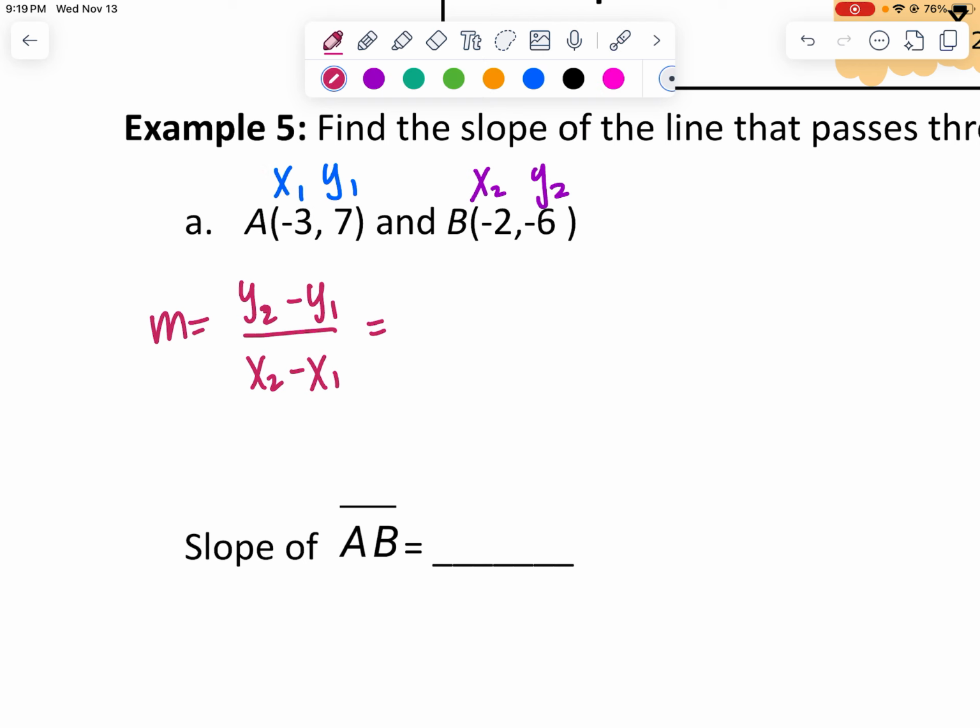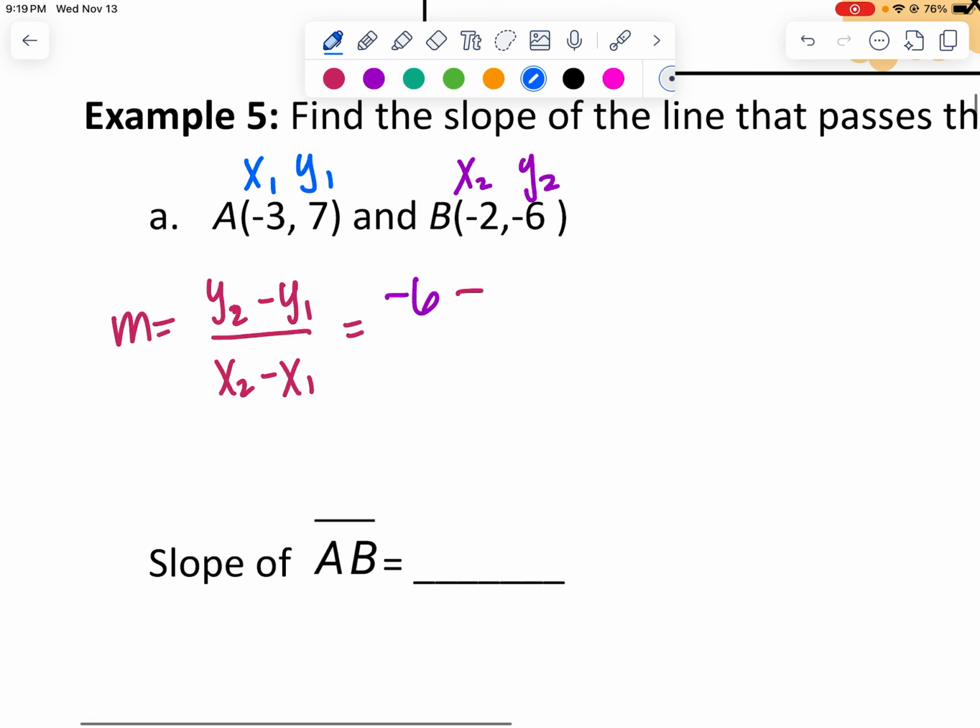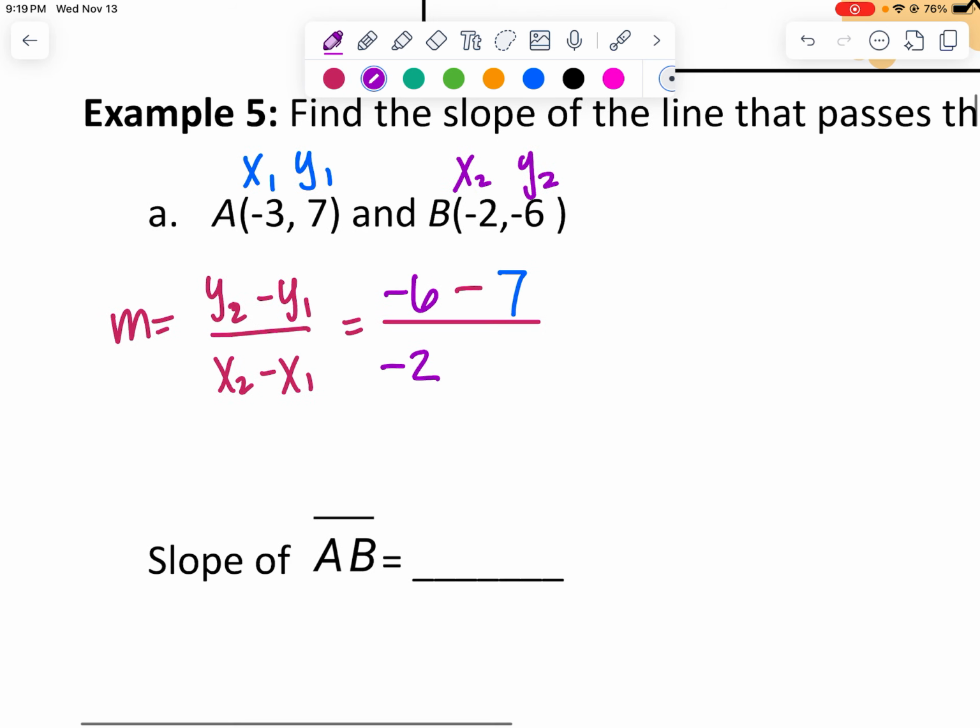So I'm going to start with my y2. In this case, my y2 is -6. I'm going to subtract my y1, which in this case is 7. And then I'm going to divide by x2, in this case -2, and subtract the x1, in this case -3.